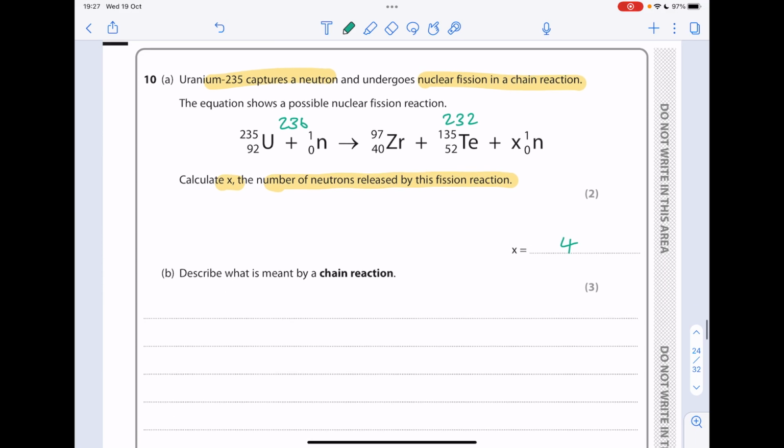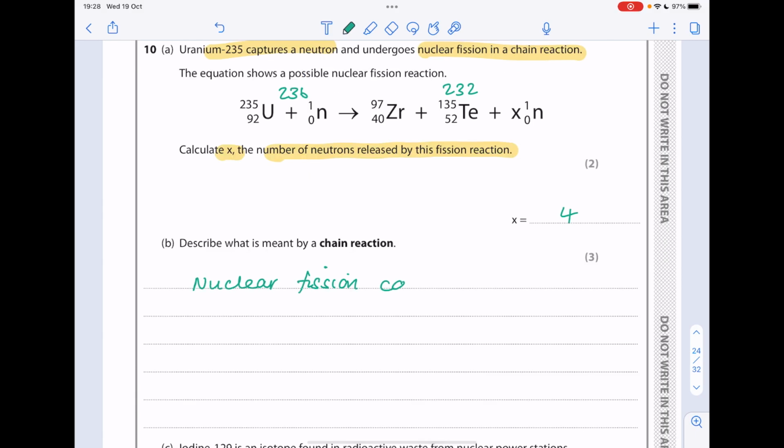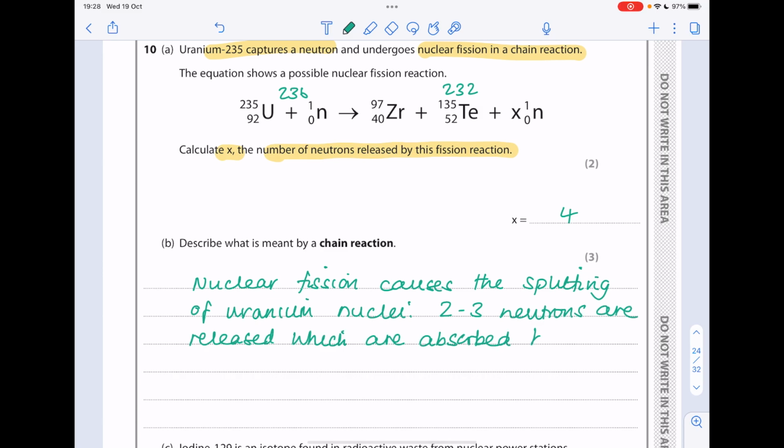Describe what is meant by chain reaction. So remember, these neutrons collide with the uranium, causing its nuclei to split, releasing 2 to 3 neutrons, which go off and collide with other uranium nuclei, and the process continues. So nuclear fission causes the splitting of uranium nuclei. 2 to 3 neutrons are released, which are absorbed by other uranium nuclei, leading to further nuclear fission reactions.